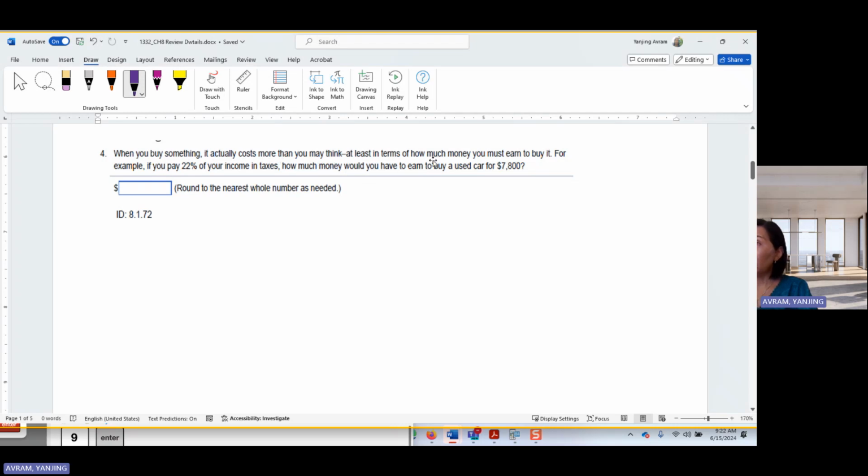It is in terms of how much money you must earn to buy it. For example, if you pay 22% of your income in tax, how much money will you have to earn to buy a used car for $78,000?